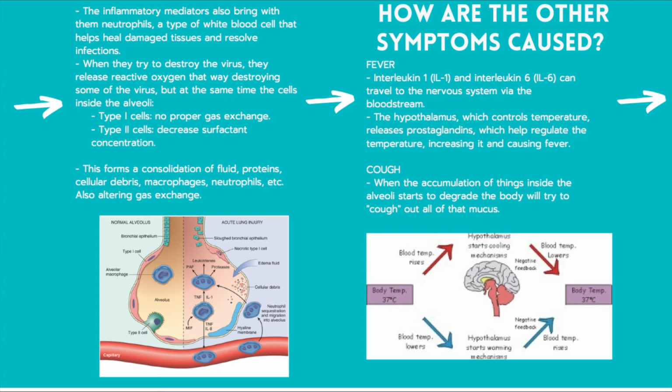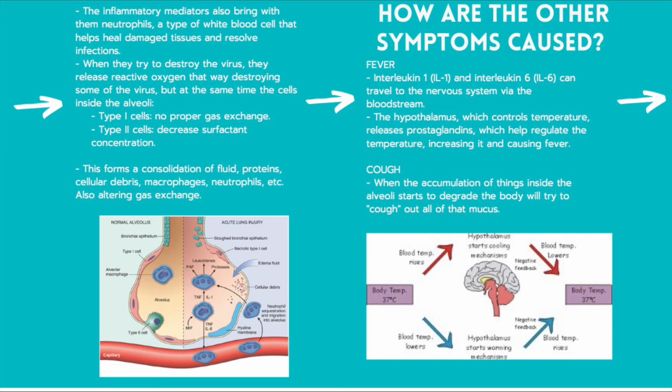The inflammatory mediators also bring with them neutrophils, a type of white blood cell that helps heal damaged tissue and resolve infections. When they try to destroy the virus, they release reactive oxygen, that way destroying some of the virus but at the same time the cells inside the alveoli. So, if type 1 cells are destroyed, there is no proper gas exchange, and if type 2 cells are destroyed, there is a decreased surfactant concentration. This forms a consolidation of fluid, proteins, cellular debris, macrophages, and neutrophils inside the alveoli, that way also altering gas exchange.